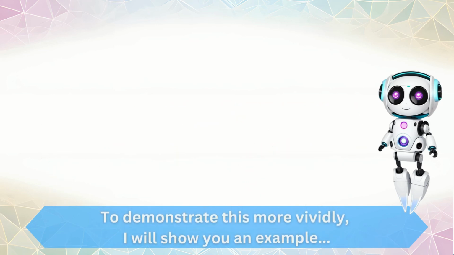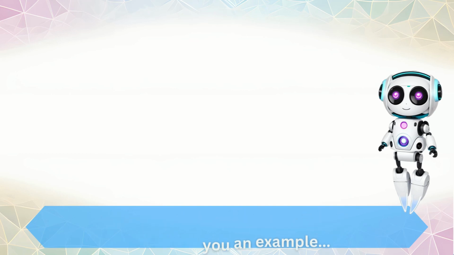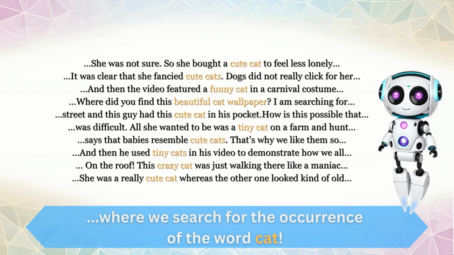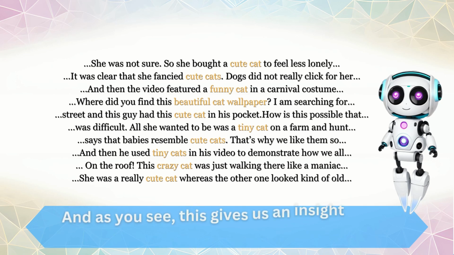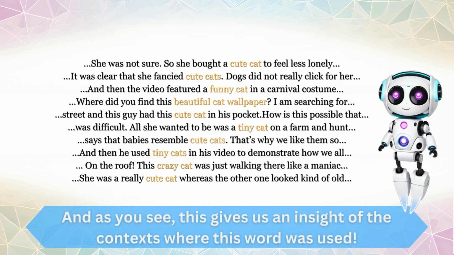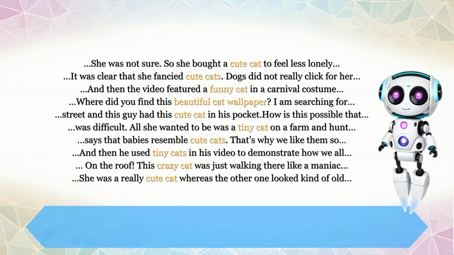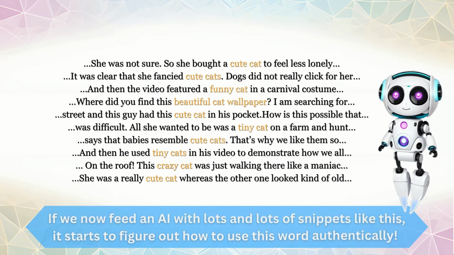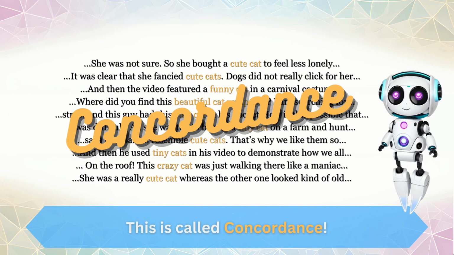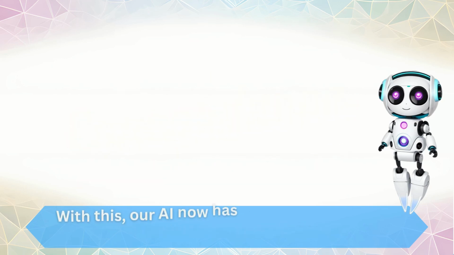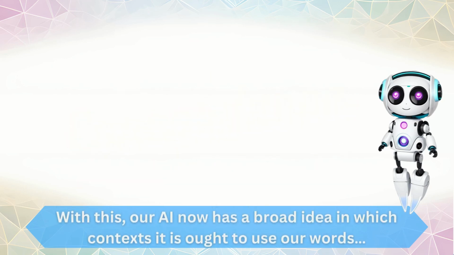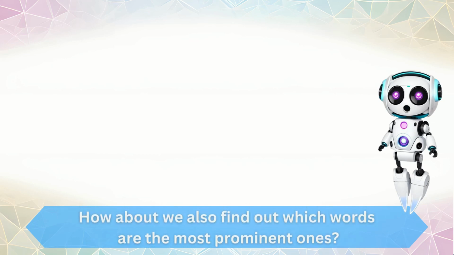To demonstrate this more vividly, I will show you an example where we search for the occurrence of the word cat. And as you see, this gives us an insight of the context where this word was used. If we now feed an AI with lots and lots of snippets like this, it starts to figure out how to use this word authentically. This is called concordance. With this, our AI now has a broad idea in which context it is ought to use our words.